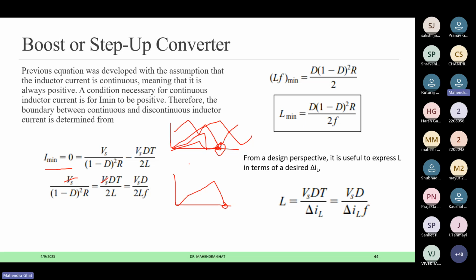Then the L F term is taken outside. So for L F minimum, you will get D into 1 minus D square R divided by 2. Also, if we want the L minimum value, F only we have to shift on this side. So you'll get the equation as L minimum equals D into 1 minus D square R divided by 2F. Write down this equation again.